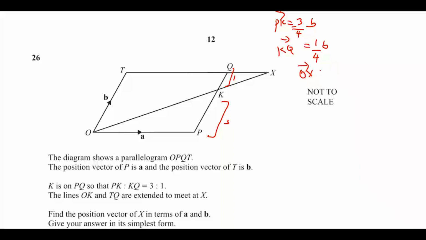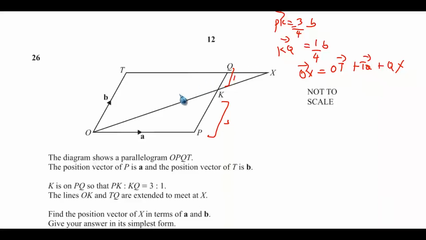vector OX will be equal to, you can take this route or this route. Let's take this one. It will be equal to OT plus TQ, then plus QX. That will be vector OX, which is the position vector of X. But OT is B and TQ is A, because the opposite sides of a parallelogram are equal. So we need to get QX.